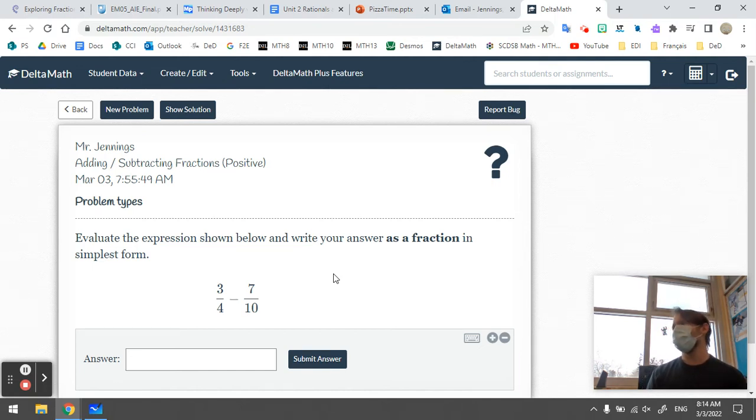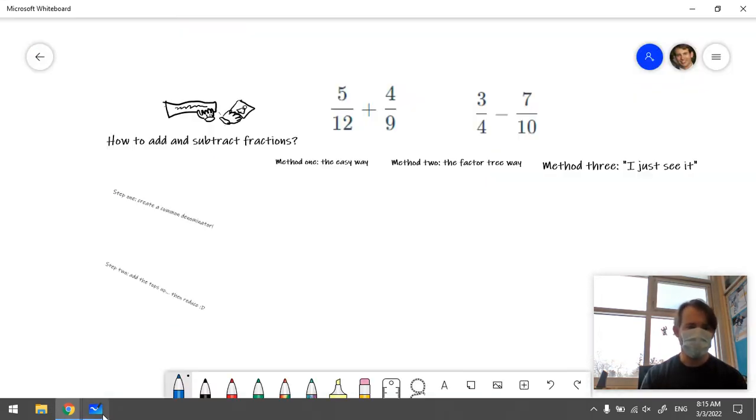Good morning and welcome to a terrific Math Tuesday, everyone. We are going to be working on questions like this one, adding and subtracting fractions. So let's take a look.